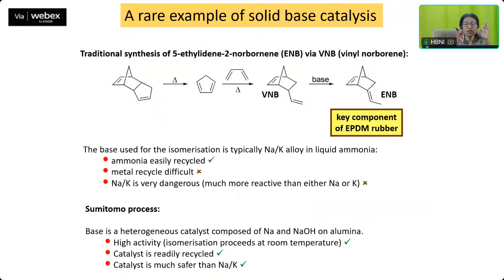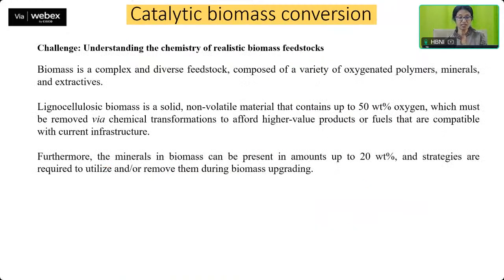So you have to understand, as such, sodium or potassium is extremely reactive, but the sodium-potassium alloy is even more reactive than that. So what you can do is, basically, this is what the scientist at Sumitomo proposed, and since then this process is known as the Sumitomo process. So the base is a heterogeneous catalyst composed of sodium and sodium hydroxide on alumina. It has a very high reactivity. The isomerization proceeds at room temperature. The catalyst is readily recycled, and the catalyst which is used is much safer than the sodium-potassium alloy we were using earlier. So definitely solid base catalysis is one of the very good examples.